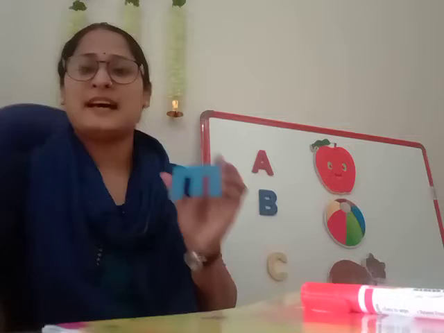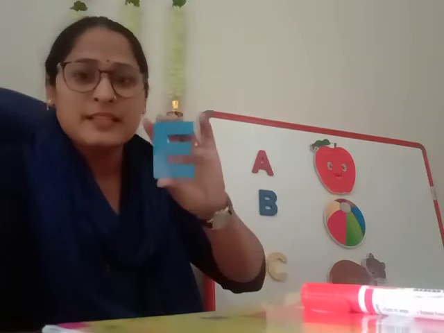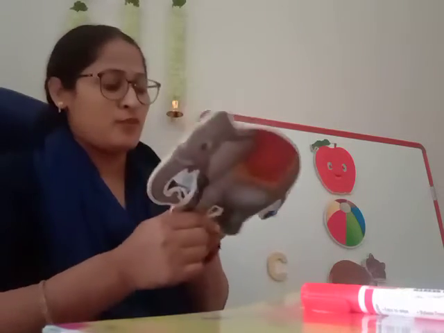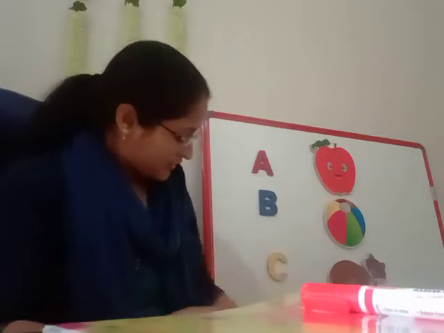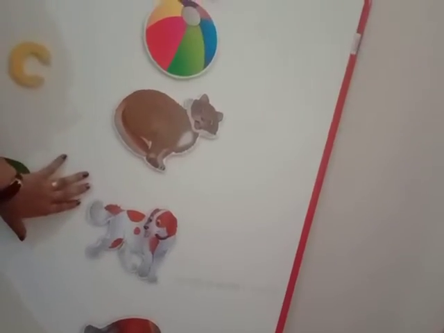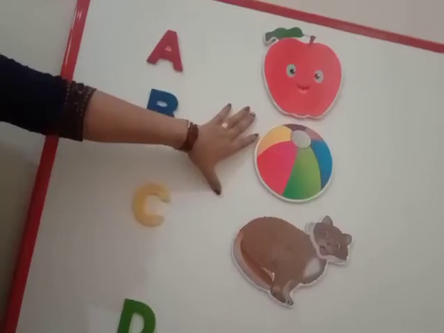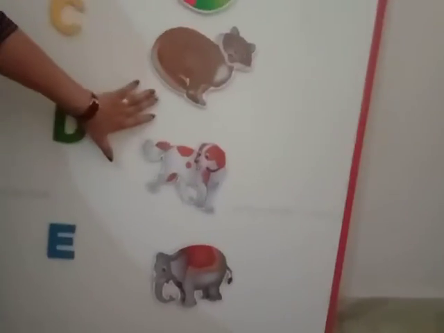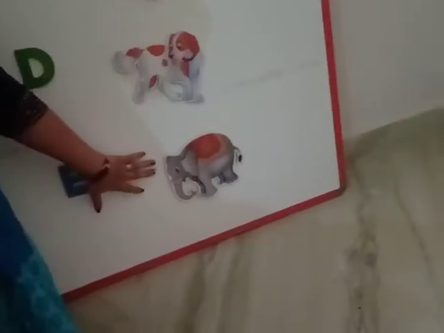And today's last word is E. E for elephant. Okay. Can you see this? Here are our words and here are the articles. A for apple. B for ball. C for cat. D for dog. E for elephant. Yes.